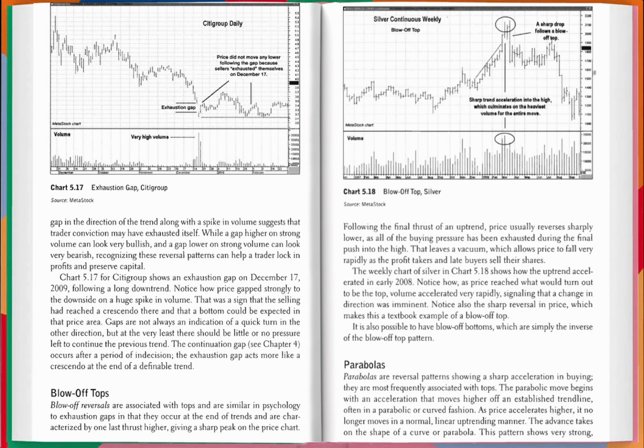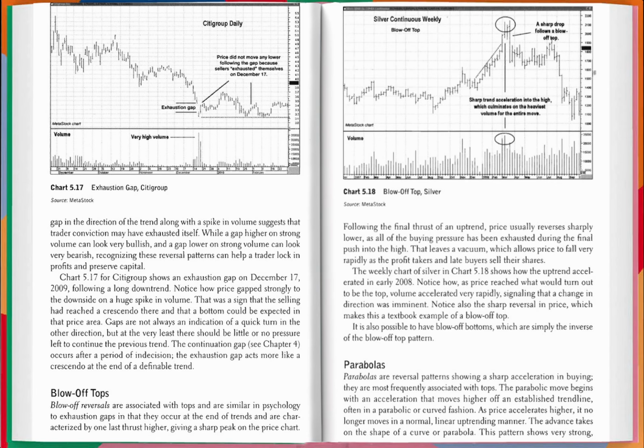Blow-off tops. Blow-off reversals are associated with tops and are similar in psychology to exhaustion gaps in that they occur at the end of trends and are characterized by one last thrust higher, giving a sharp peak on the price chart. Following the final thrust of an uptrend, price usually reverses sharply lower as all of the buying pressure has been exhausted during the final push into the high. That leaves a vacuum, which allows price to fall very rapidly as the profit takers and late buyers sell their shares.